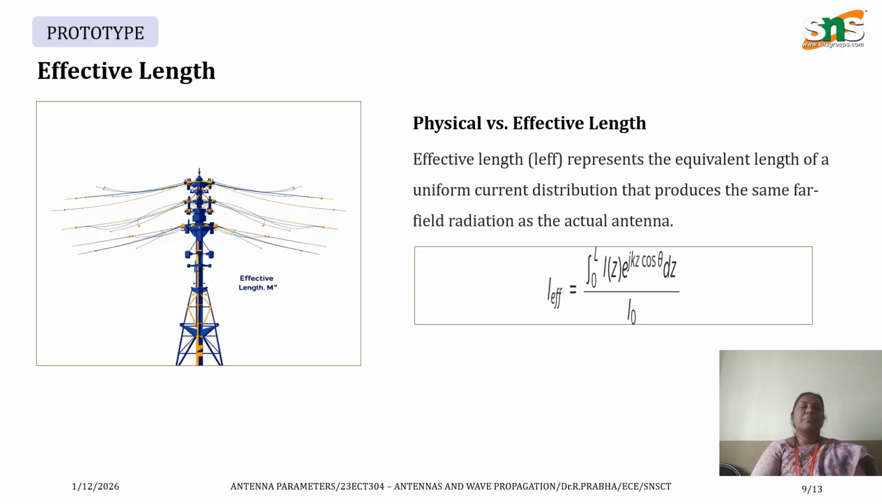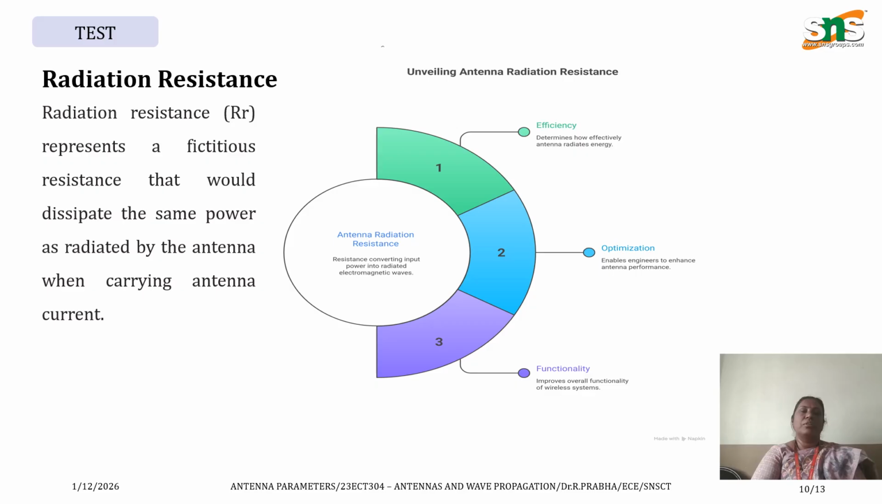And the next characteristic is effective length. So we can see the physical length versus effective length. The effective length L effective represents the equivalent length of a uniform current distribution that produces the same far field radiation as the actual antenna. This is given by L effective is equal to the integration over the length of the antenna from 0 to L of I(z) e power j k z cos theta dz, divided by I naught.